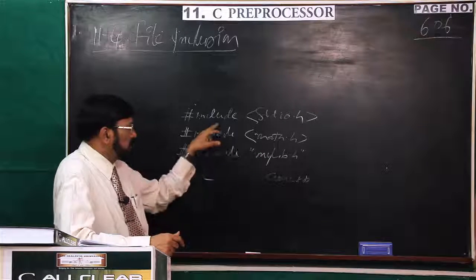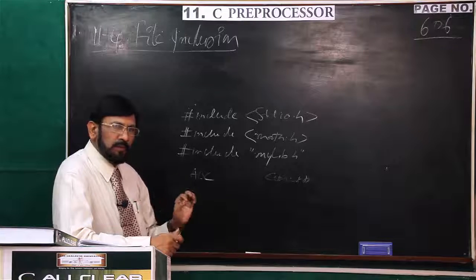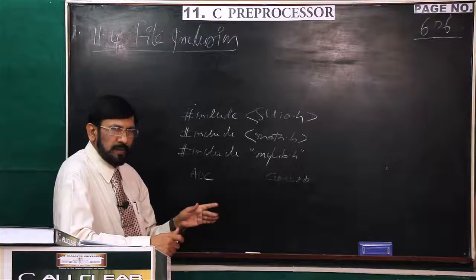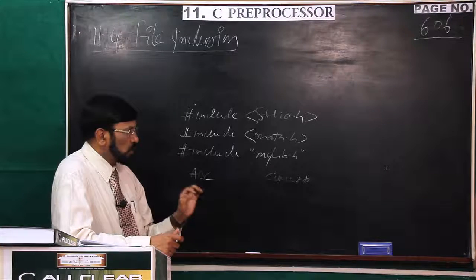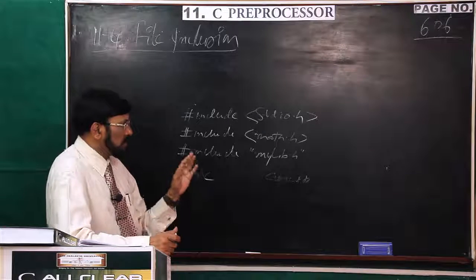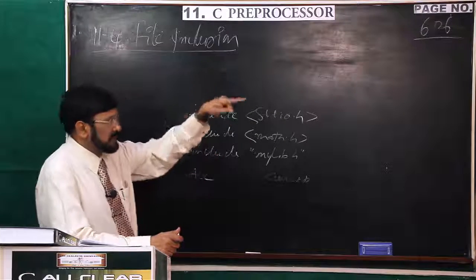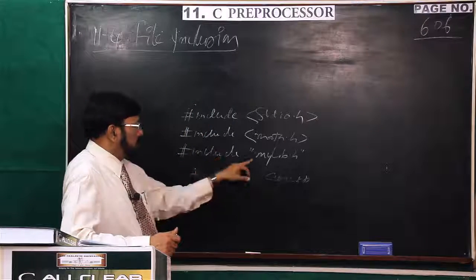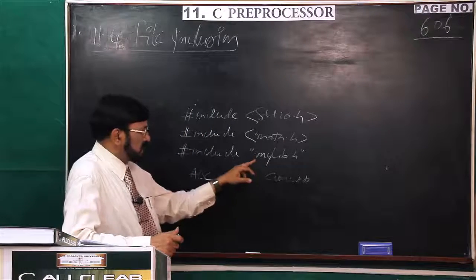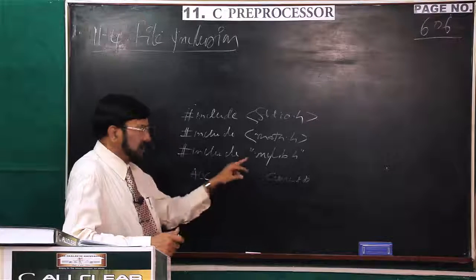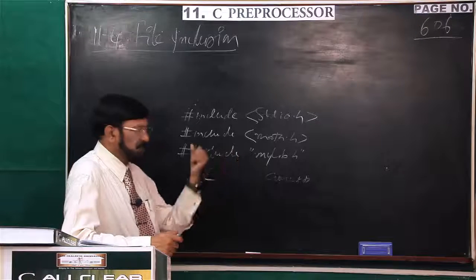Whenever you include a header file, the preprocessor searches for it. So the location where it searches: in case of this, it searches in the standard library, and if you write like this, then it searches in the current directory. Generally, these are meant for user-defined libraries.